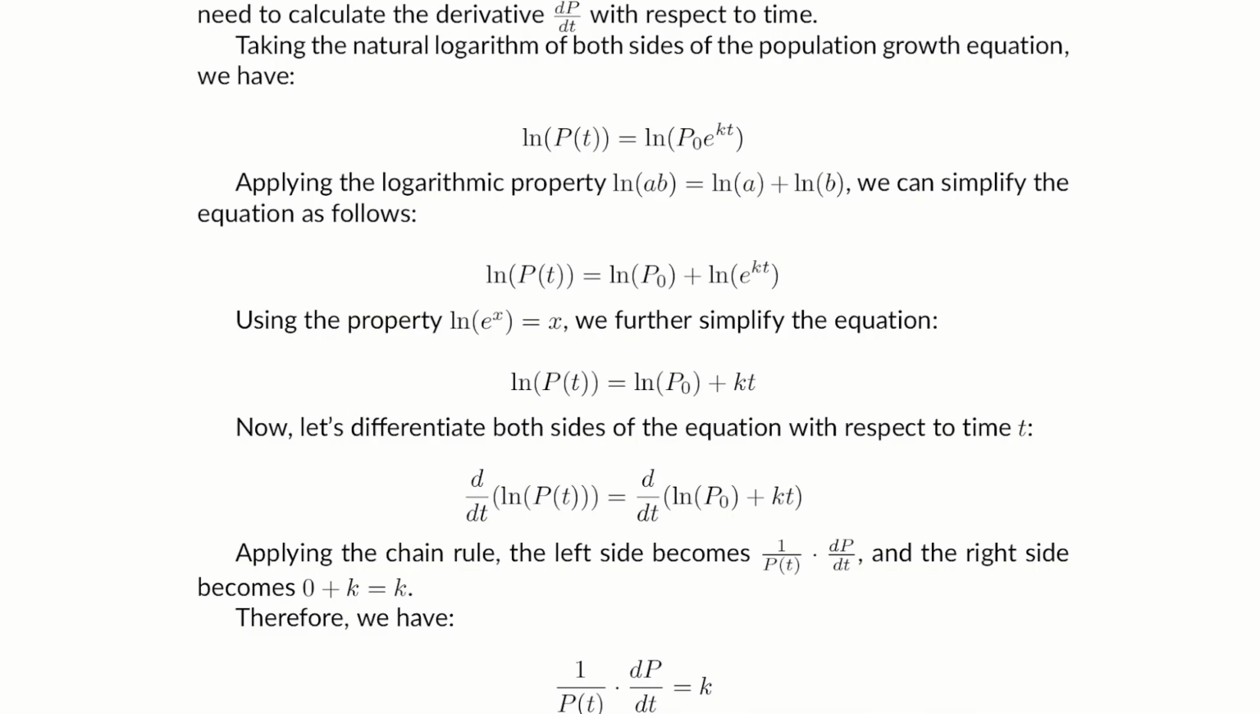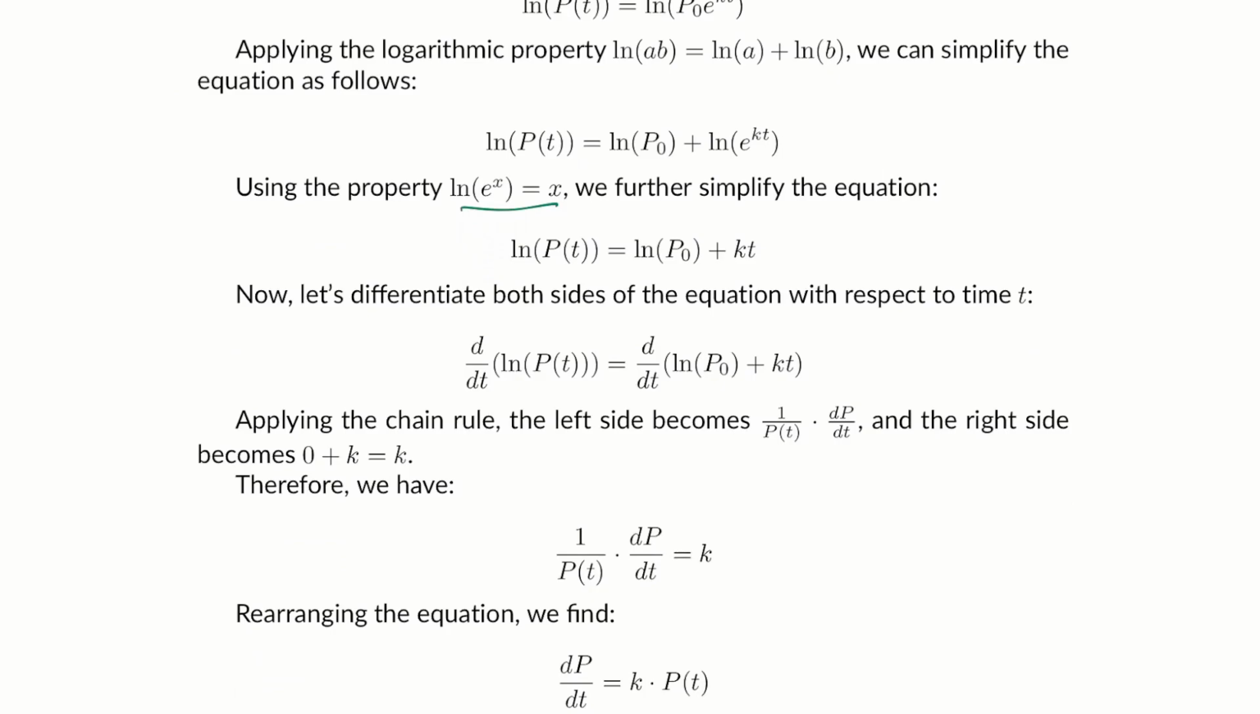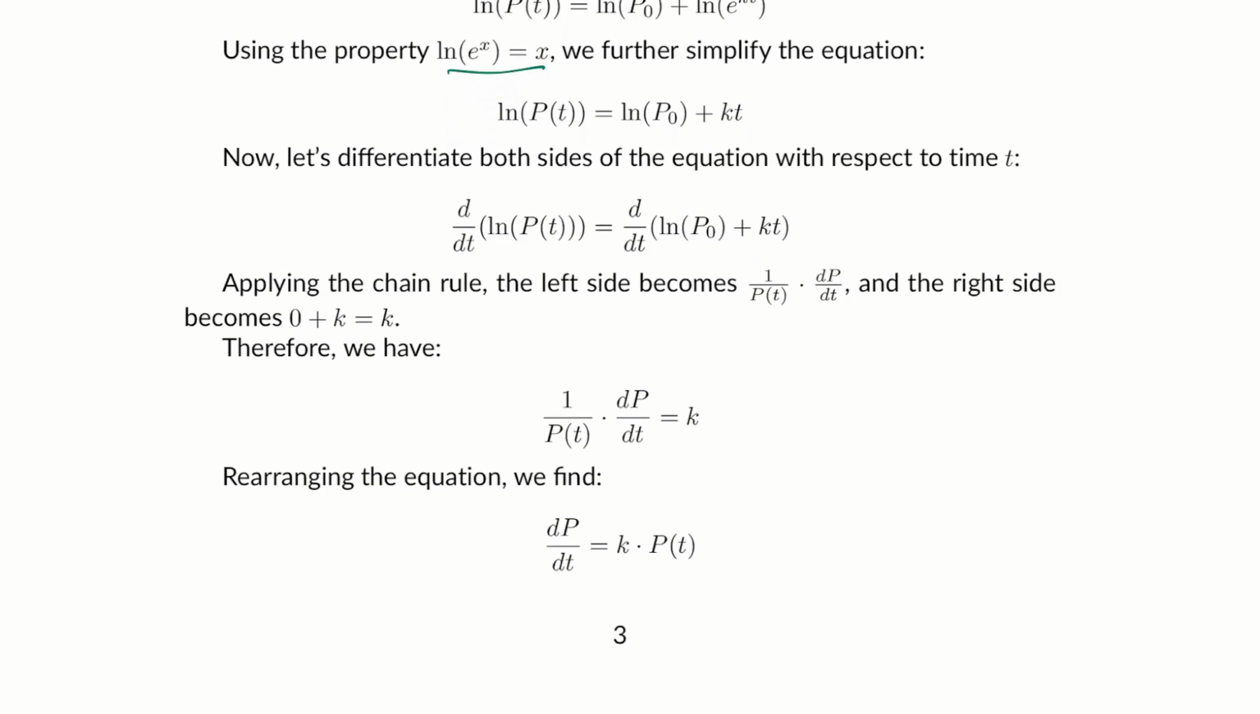And then we use a property here of ln e to the x being x, right? That when you compose a function with its inverse, you just get back the input. So that simplifies the right-hand side so that we're just left with a plus kt over here. And now if we differentiate both sides, on the left-hand side, we use the chain rule. So we get 1 over P of t times the derivative of P of t. And then on the right-hand side, we differentiate natural log of P naught. That becomes 0. And we differentiate kt, and so we're just left with k.